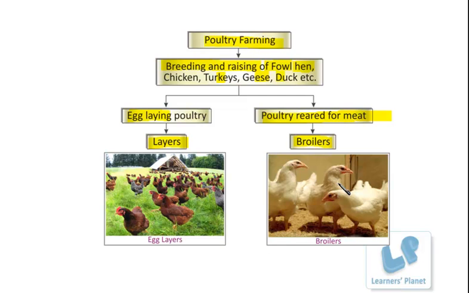Now you can imagine that if it is a layer, the basic property, the nutrition, the requirements, everything is going to be different. Whereas for the broilers, since meat is to be developed in these organisms, the requirement for the development of such breeds is of course going to be different. So let me show you one chart which is showing the comparison between these egg layers and the broilers.